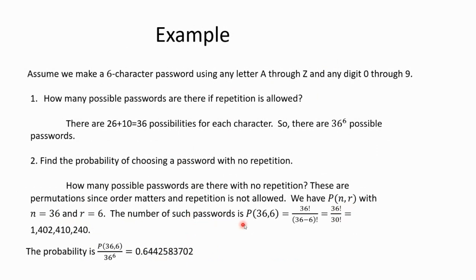How many permutations are there? P of 36 comma 6. If you used the factorial approach, this is what you would get. In Desmos, if you typed it out, you would end up getting this amount. If you're going to use Desmos, make sure you get the right answer like this. So that's how many permutations there are.